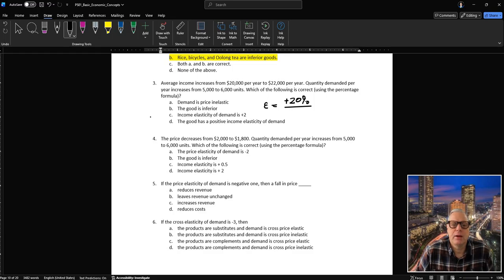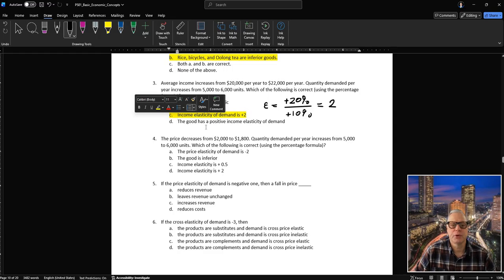Then income has increased from 20,000 to 22,000. That's an increase of 10%. So the income elasticity of demand in this case is 2. So the demand is price elastic. Gotta be careful, it's about income elasticity. So that's wrong. The good is inferior. That's wrong because income goes up and demand goes up. And income elasticity of demand is 2, and that's definitely correct.